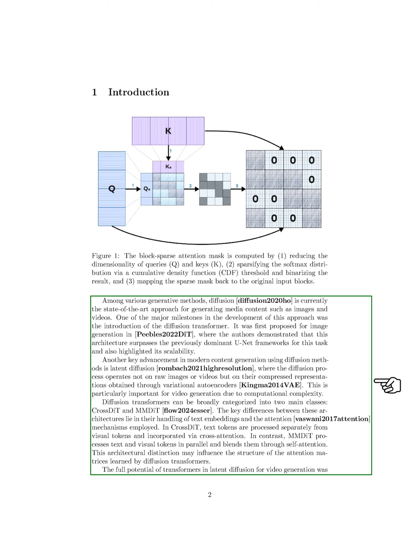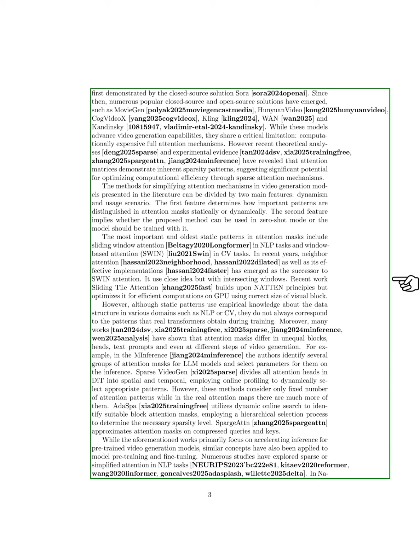structured. The potential of transformers in latent diffusion for video generation was first shown by a closed-source solution called Sora. Since then, many other solutions, both closed and open source, have emerged, but they often share a common issue: they rely on computationally expensive full attention mechanisms. Recent studies have shown that attention matrices can be sparse, indicating opportunities for improving computational efficiency through sparse attention methods.